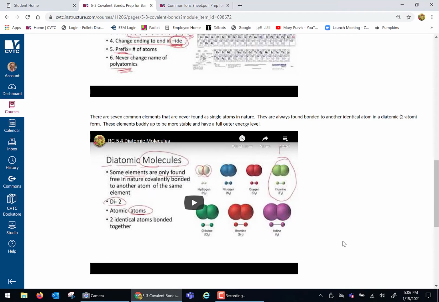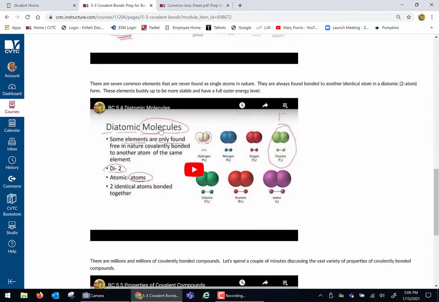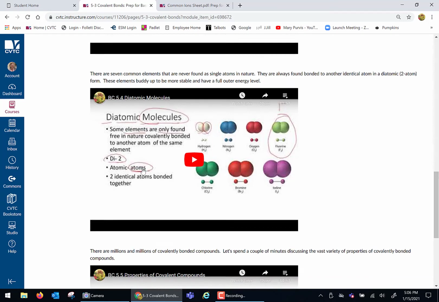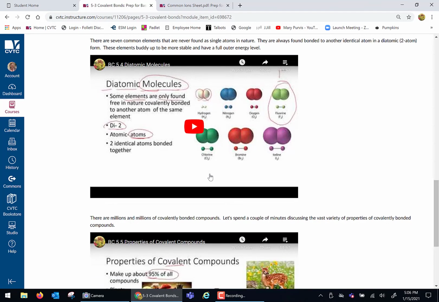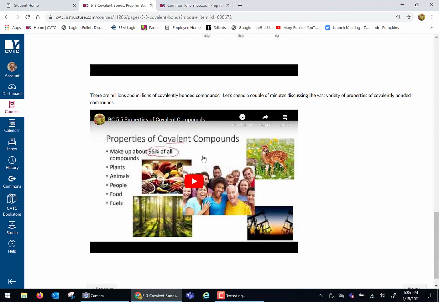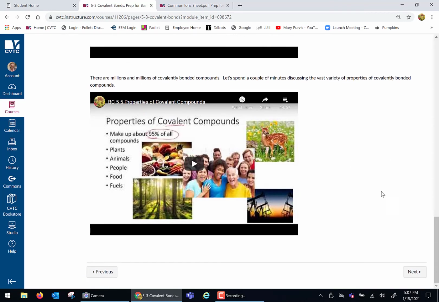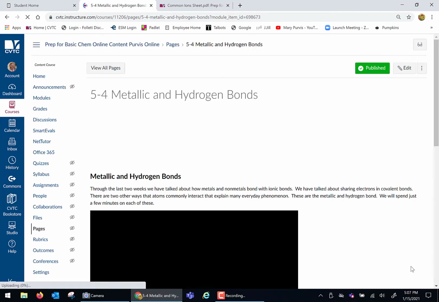We're then going to talk about diatomic molecules. Diatomic molecules are molecules that are twosies. These are two atoms that hang around together as pairs, and that's the way you find them in nature. And then we'll refer to the basic properties of all covalent compounds. Covalent compounds make up about 95% of all compounds, so knowing the general properties is a big deal and something you really want to work on.